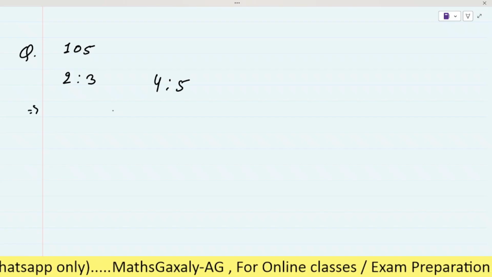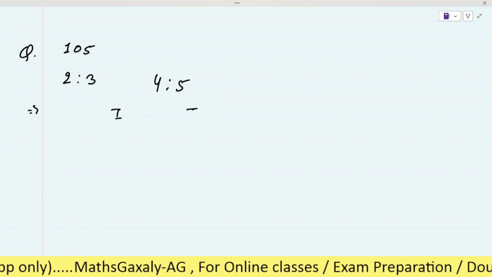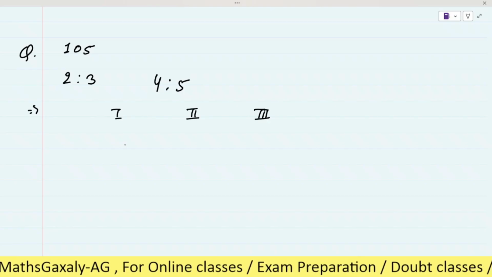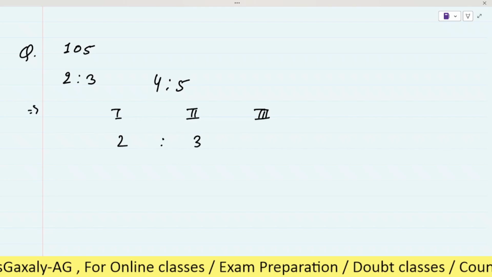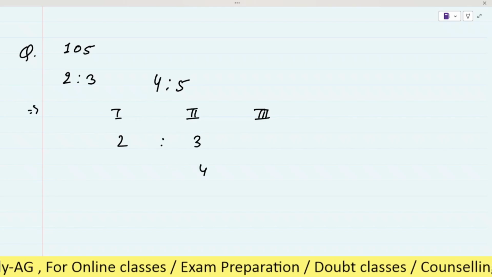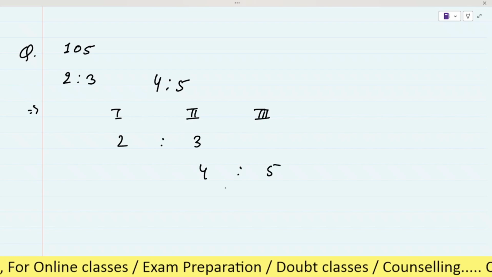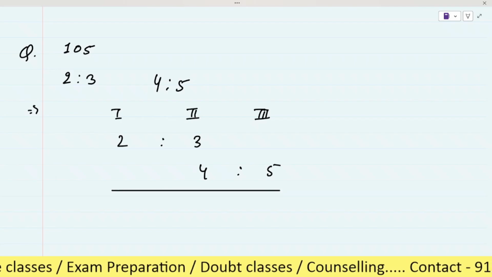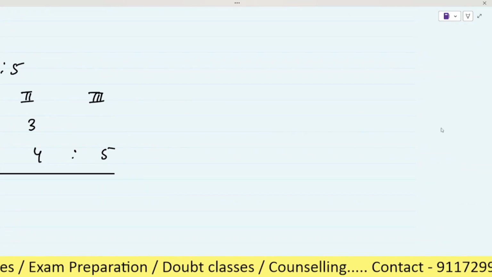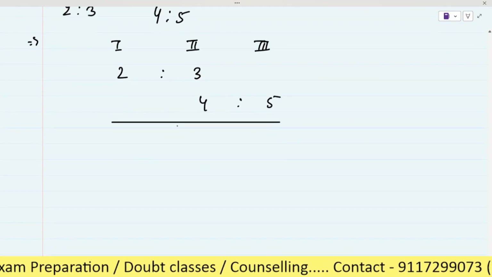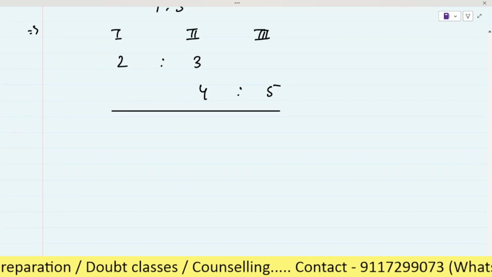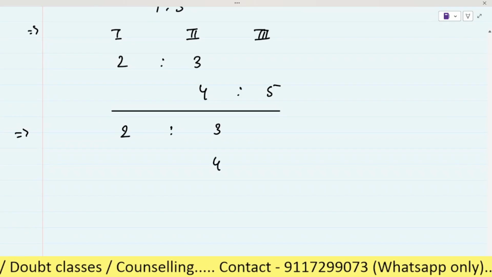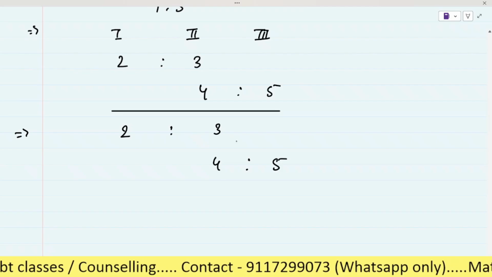See here how we will do it. First number, second number and third number. The ratio of first and second is 2 is to 3, right? And the ratio of second to third is 4 is to 5. Is that clear? This was given. Now in the same way we will do it.